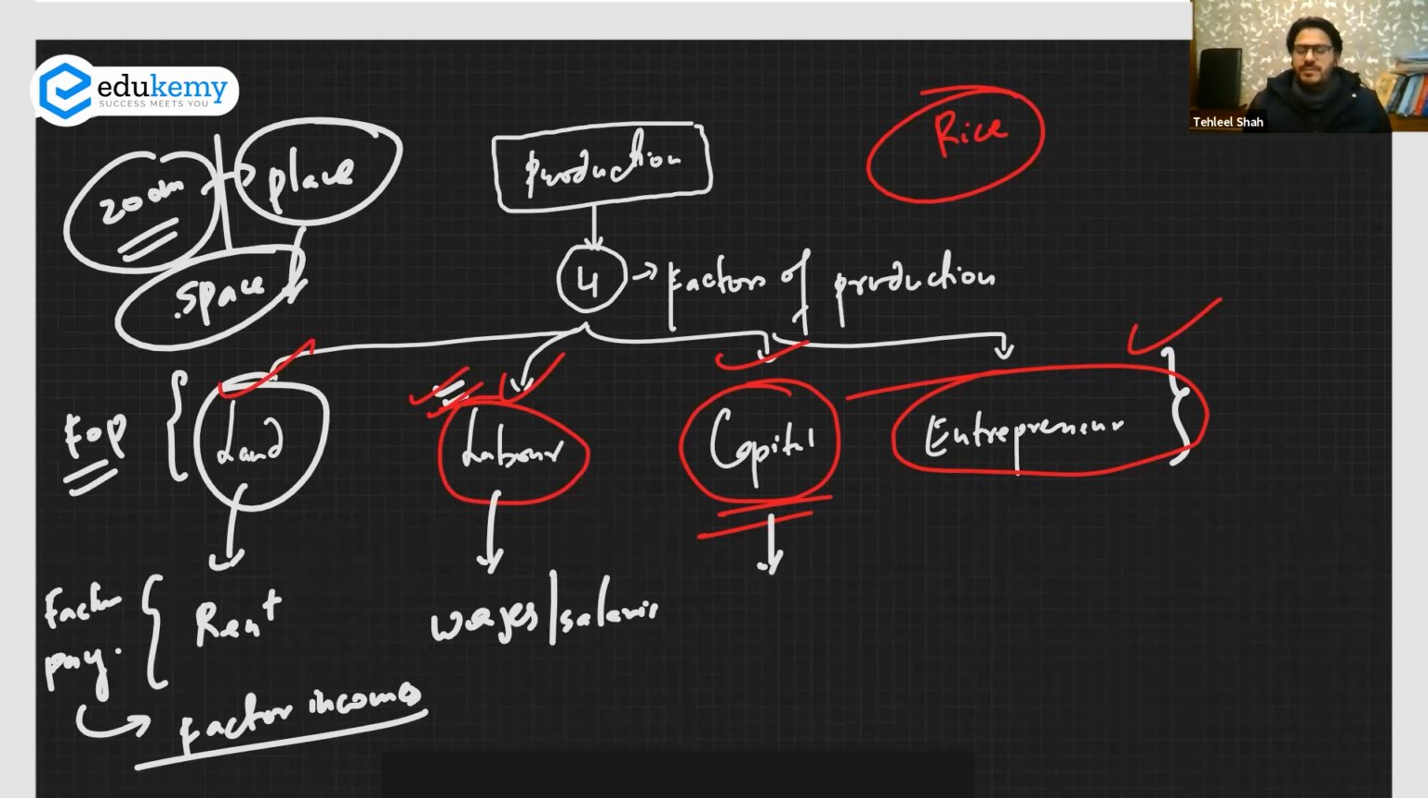And where do you get the capital from? Capital we require whenever we start, and it is actually taken from the banks, and banks actually charge interest on it. Now, Edukemy has invested a huge capital, taking money from all the sources that we have, and also taking money from the banks. And then we have to pay interest on the capital that we get. That is the factor income of this particular factor of production, that is capital.